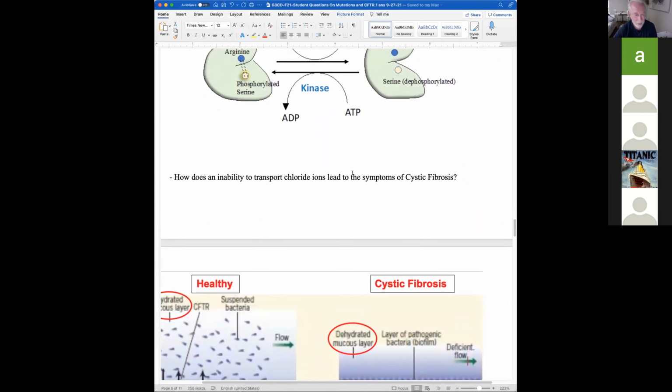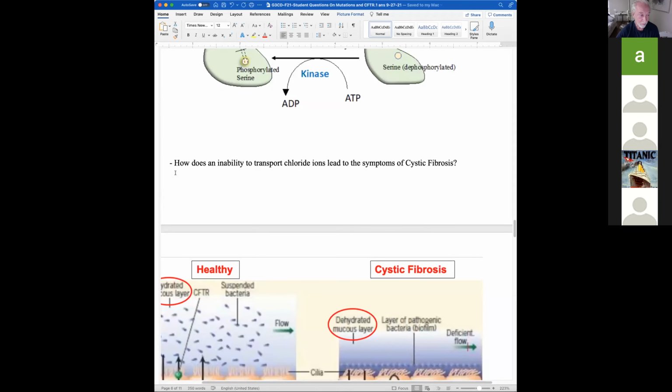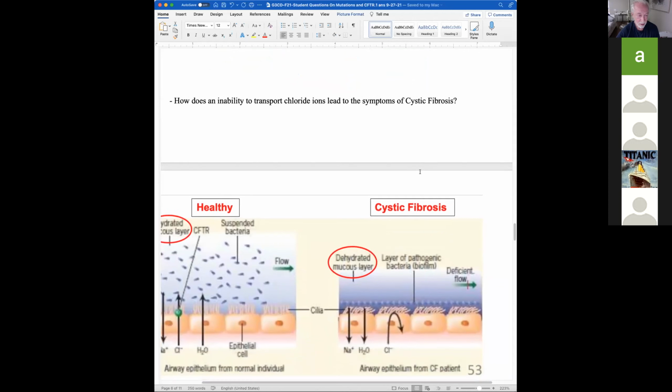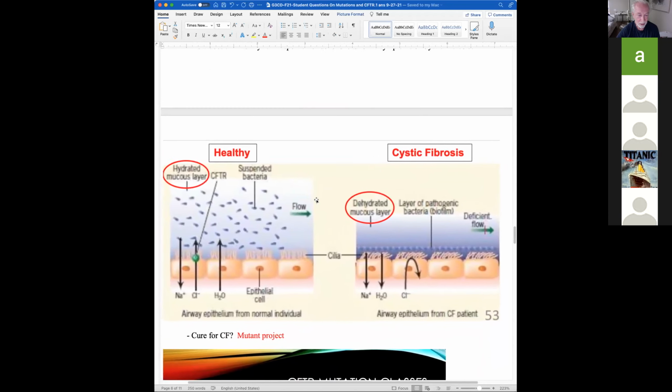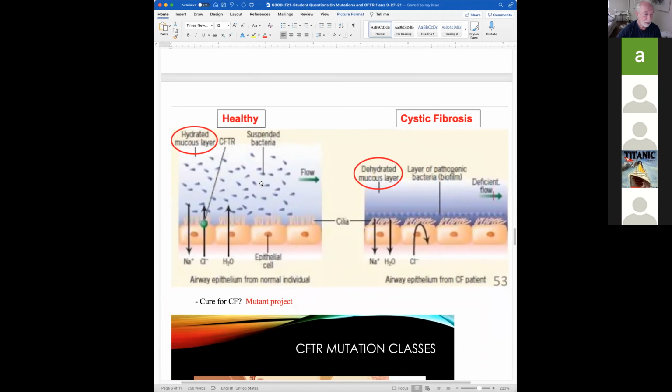Okay, another question that we'll go into a lot more next time. Someone asked, how does the inability to transport chloride ions lead to the symptoms of the disease, cystic fibrosis? Well, I have a diagram here which attempts to explain it. So we have a healthy section and a cystic fibrosis section. If the CFTR is working properly, it's transporting chloride ions from the inside of the cell to the outside, across the plasma membrane. And when that happens, water goes along with it by a different mechanism, which makes the surface of the cell hydrated.